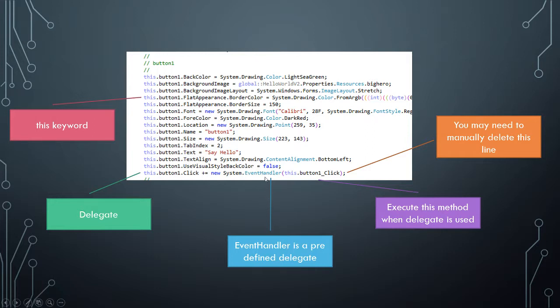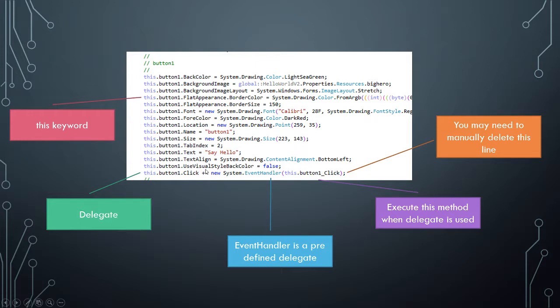Now, the keyword event handler, if you notice, is a predefined delegate definition in the forms class. Within our parentheses, we're specifying what method to be executed when this delegate is used. And we could manually delete this line if we need to, because it's causing an error in our program. And I'll show you that in just a second.